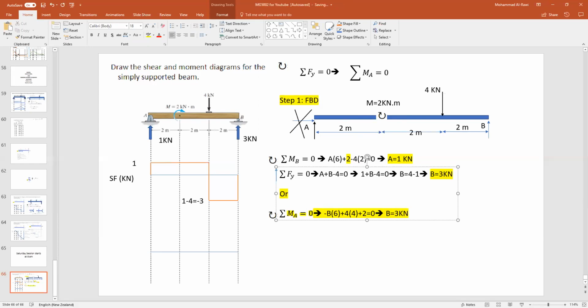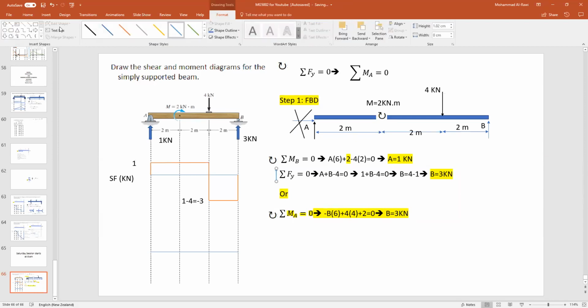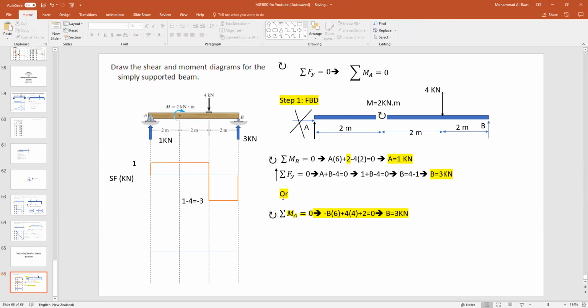So that's the way to show you if you want to calculate it using the moment. Either use this one or use the other one. You don't need to do both of them. That's why I say "or" to find the value of B, and it will give you the same answer.